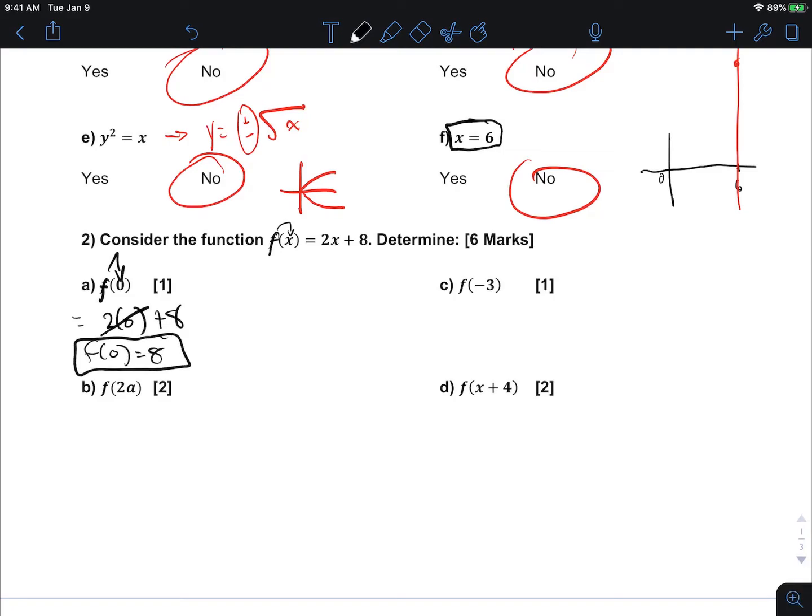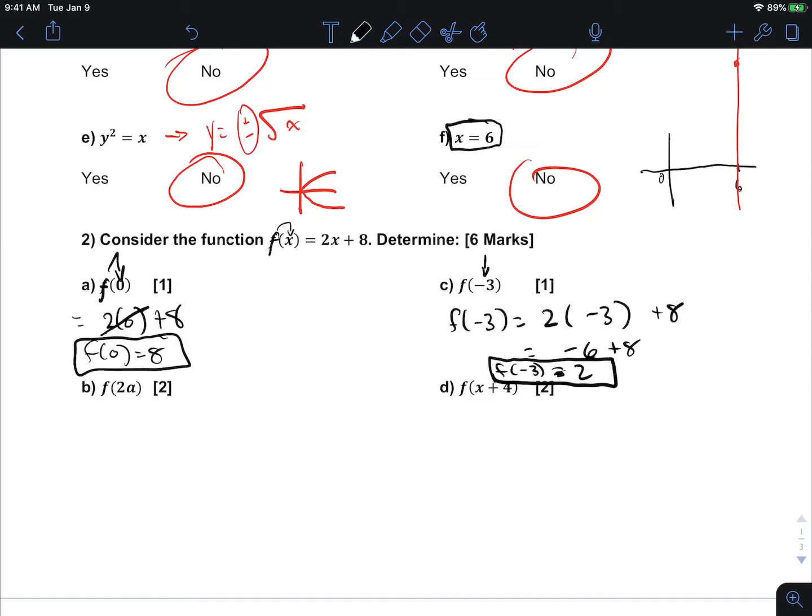Do we have any questions? No? That one's okay. Next one, same thing. Literally, function notation is take whatever's inside the brackets, replace x with it. That's the rule, right? So with this one, f of negative 3 is going to equal 2 times negative 3 plus 8, which is going to be negative 6 plus 8, which is going to be 2. So f at negative 3 equals 2. Just positive 2. Okay?